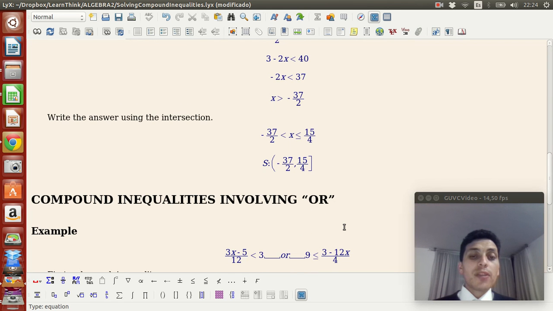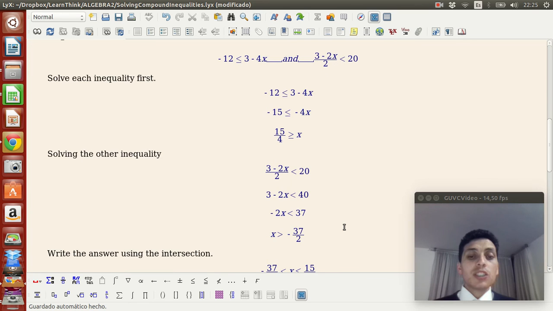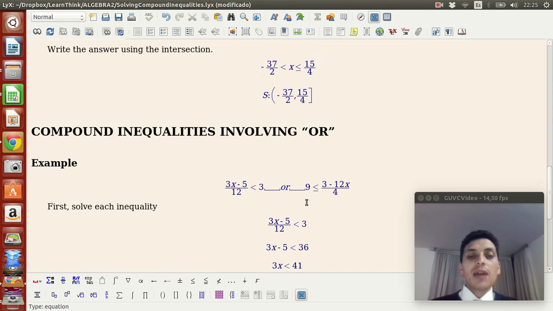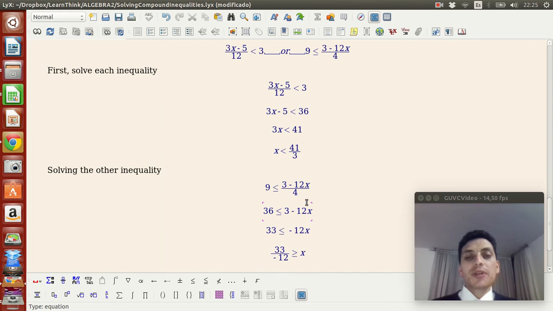Take into account that with AND, it's usual to have two inequalities in the same sentence. And with OR, we have to separate the inequalities. And this is how you solve compound inequalities.